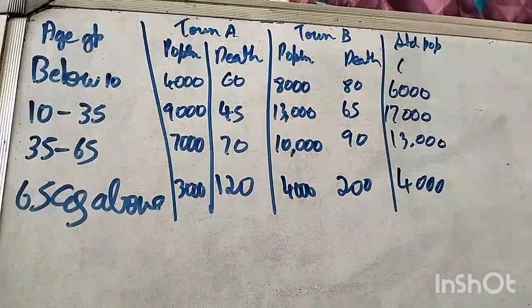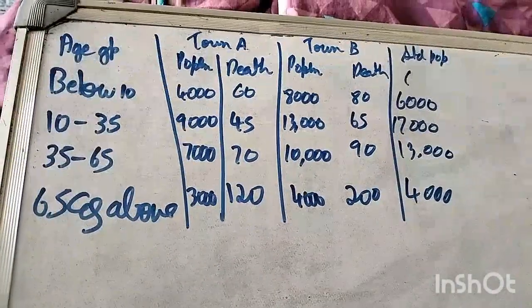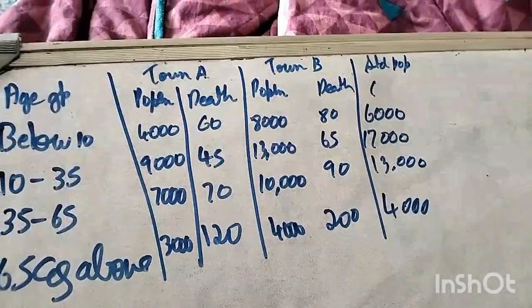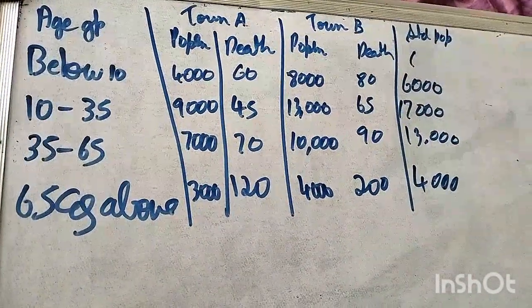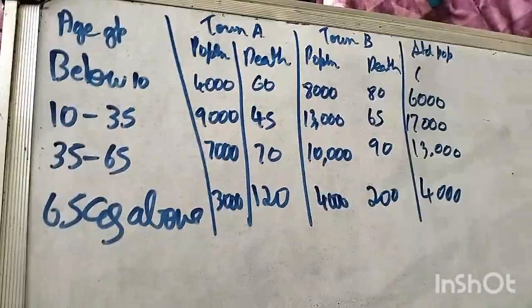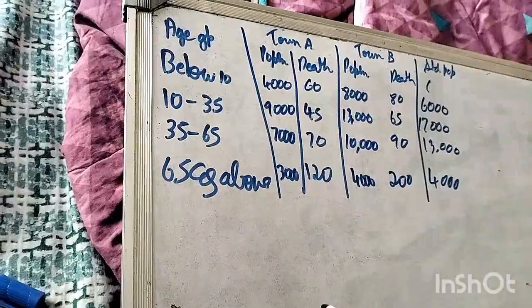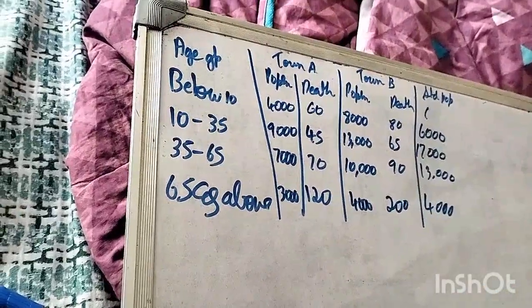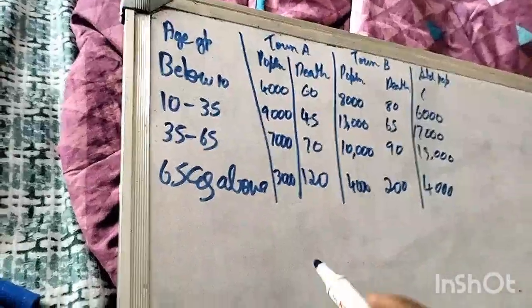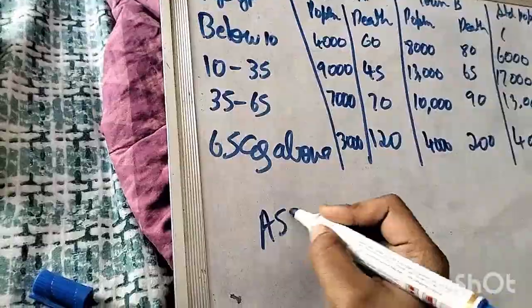Okay. In this question, you need to find out STDR and comment which town is healthier. So they've given the population and deaths for both the towns, that is town A and town B. So to find out the standard death rate, before that you need to find out ASDR. So ASDR, you read the formula.